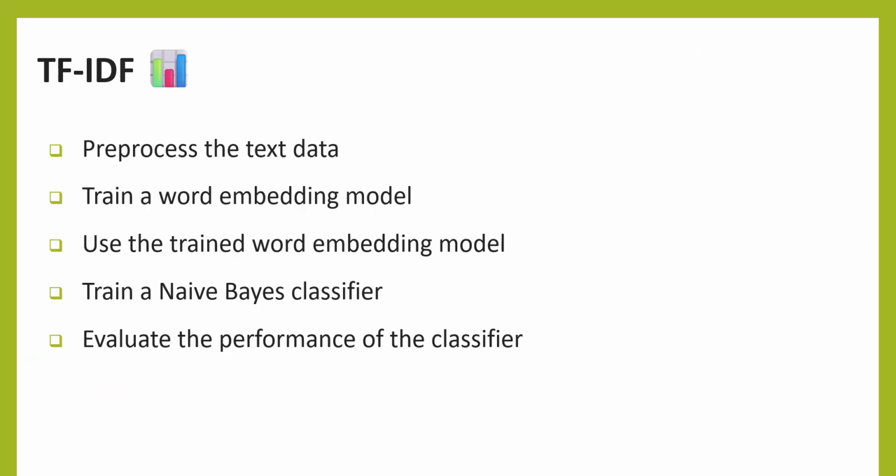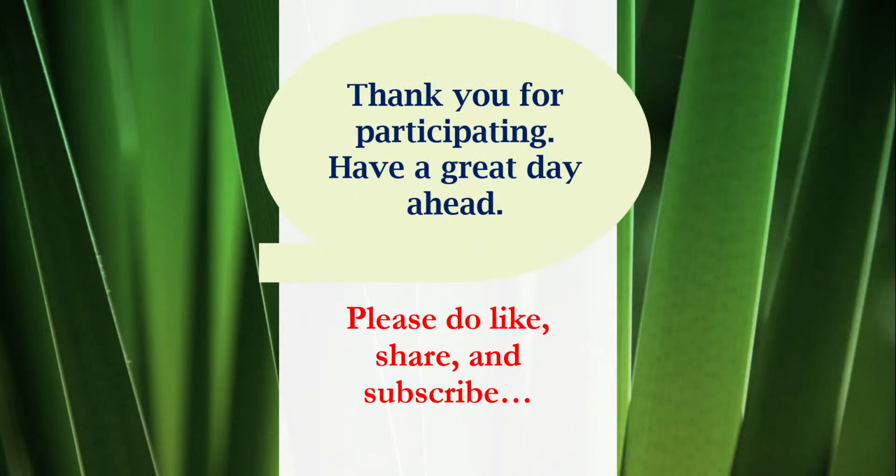First of all, pre-process the text data by tokenizing the text and removing stop words. Then train the word embedding model on the pre-processed text data. Then use the trained word embedding model to represent each text sample as a vector. Then train a naive Bayes classifier on the vectorized text data, and finally evaluate the performance of the classifier using the test set. And that's a wrap.